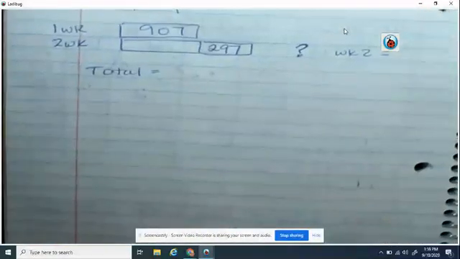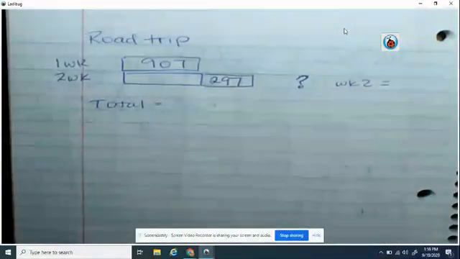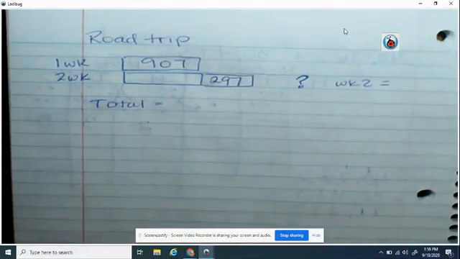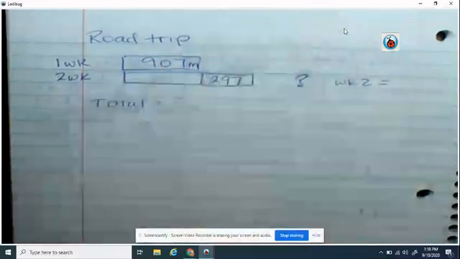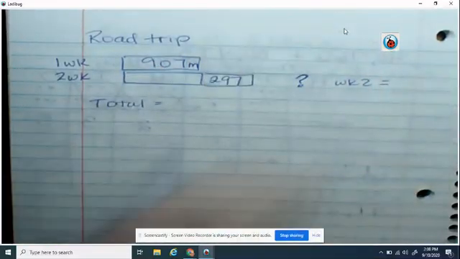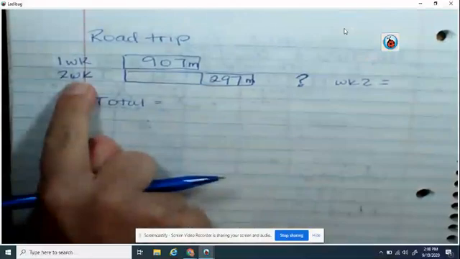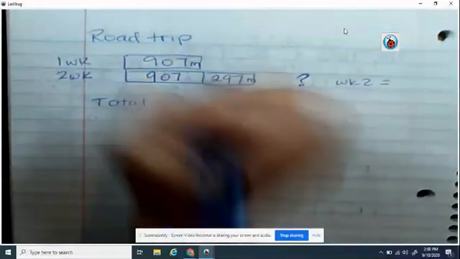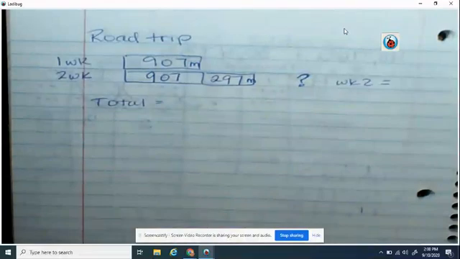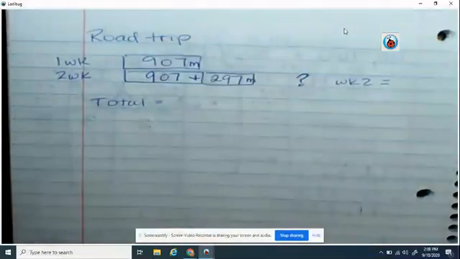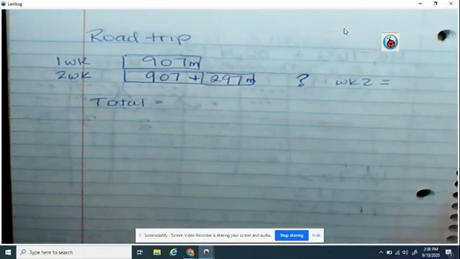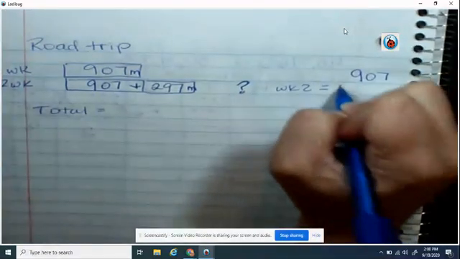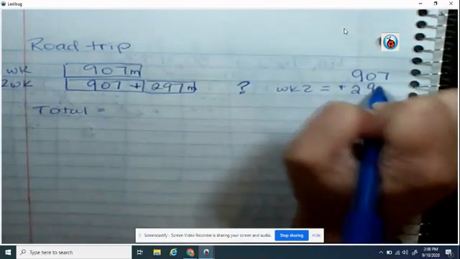All right, now we're going to do a little word problem. Let's pretend we're going on a road trip. I like road trips. Do you all? Okay, on the first week of our road trip, we're going to drive 907 miles. Now, on the second week of our road trip, we're going to drive that 907 miles again, and then we're going to drive 297 more. So since we're driving more, we're going to be adding, okay? So for week 2, we're going to do 907 plus 297.